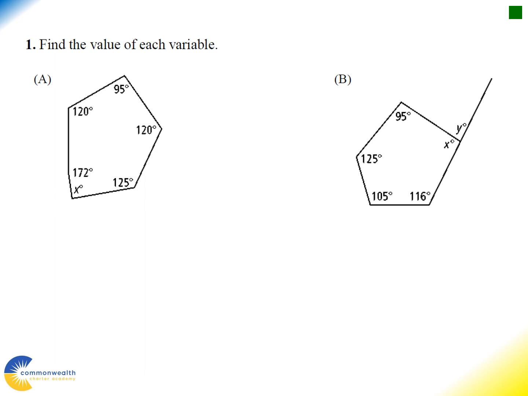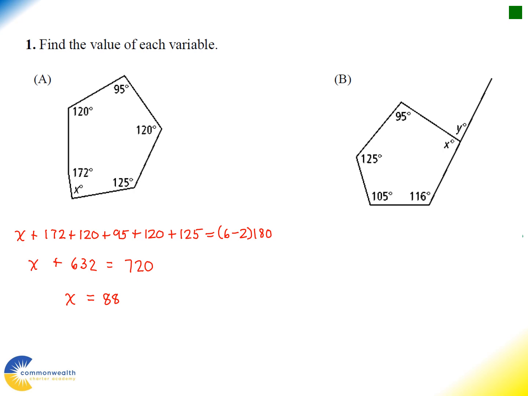The rule that we're going to be using to help me figure out what x is in both cases is that the sum of the angles in a polygon should add up to be (n minus 2) times 180, where n is the number of sides. So that's a formula we use. For part A, we do have a hexagon. It has 6 sides, and therefore if I add up all the angles on the inside, it should total (6 minus 2) times 180. When I simplify this, x plus 632 should equal 720 degrees total, which means x should be 88 degrees.